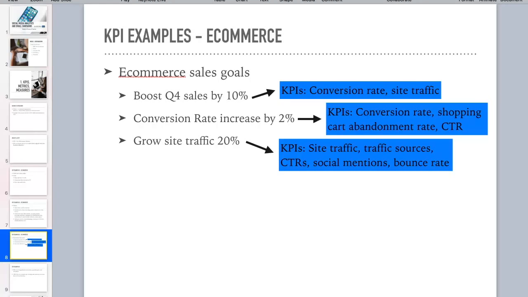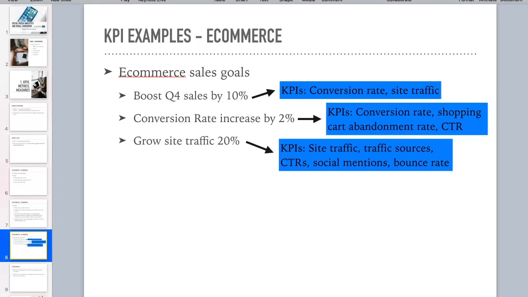Another key metric or KPI, I should say, for conversion rate is click-through rate, because we want to be keeping an eye on how many people we're getting to the website and then what's happening to them after. Growing site traffic by 20% was a goal also. So now the assigned KPIs are site traffic for the obvious reasons. We're trying to literally get more people to the site.